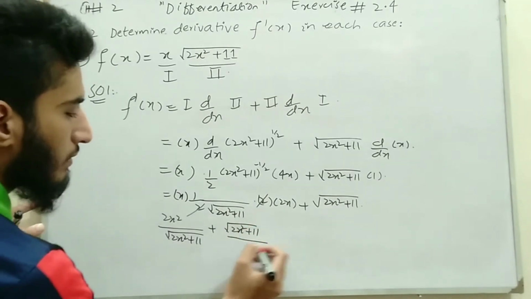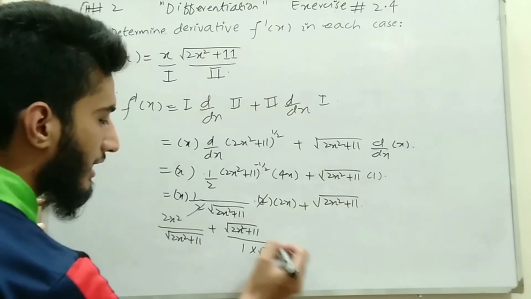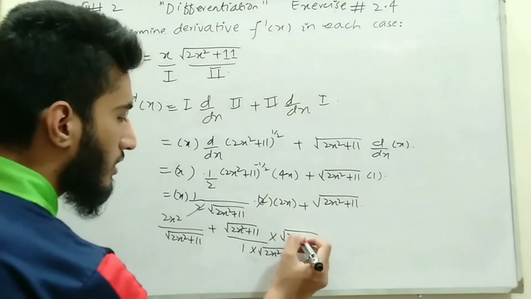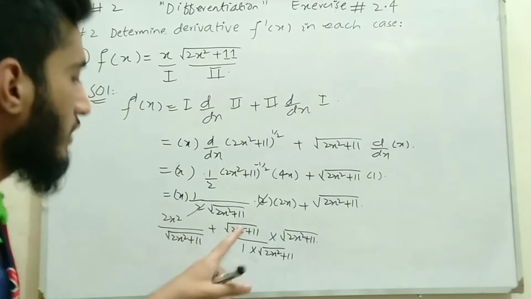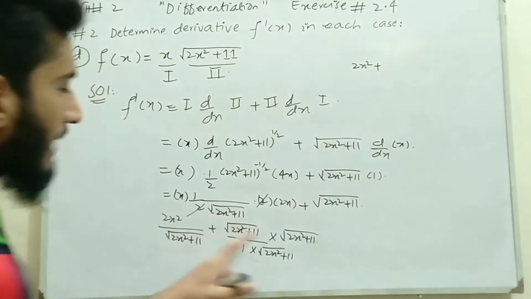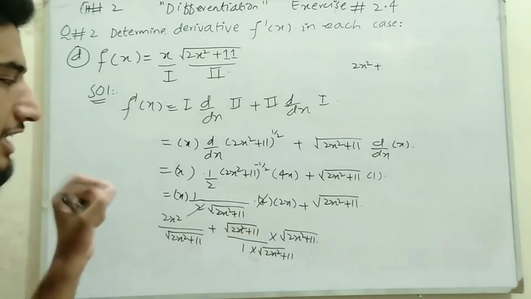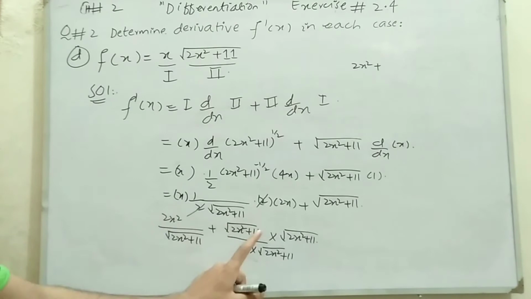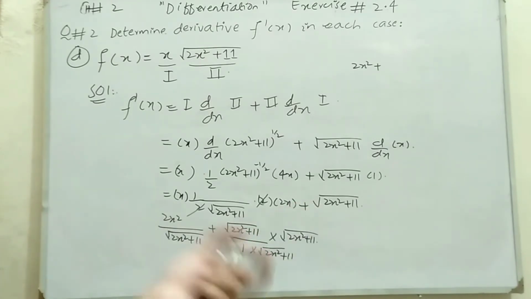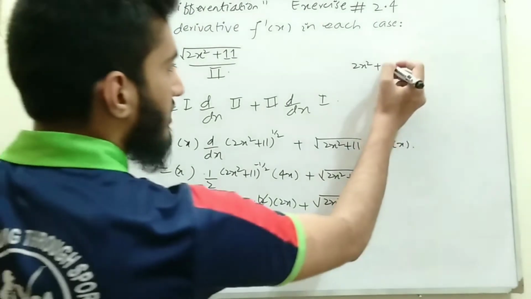Now here in denominator we have 1, so multiply under root of 2x square plus 11 in denominator, and also multiply under root of 2x square plus 11. So here in numerator we are left with 2x square, and they will multiply with each other, so it will give us a value 2x square plus 11. Why? Because here the power is 1 over 2 and here the power is 1 over 2. They will add with each other and it gives us a single 1. So we are left with just 2x square plus 11.